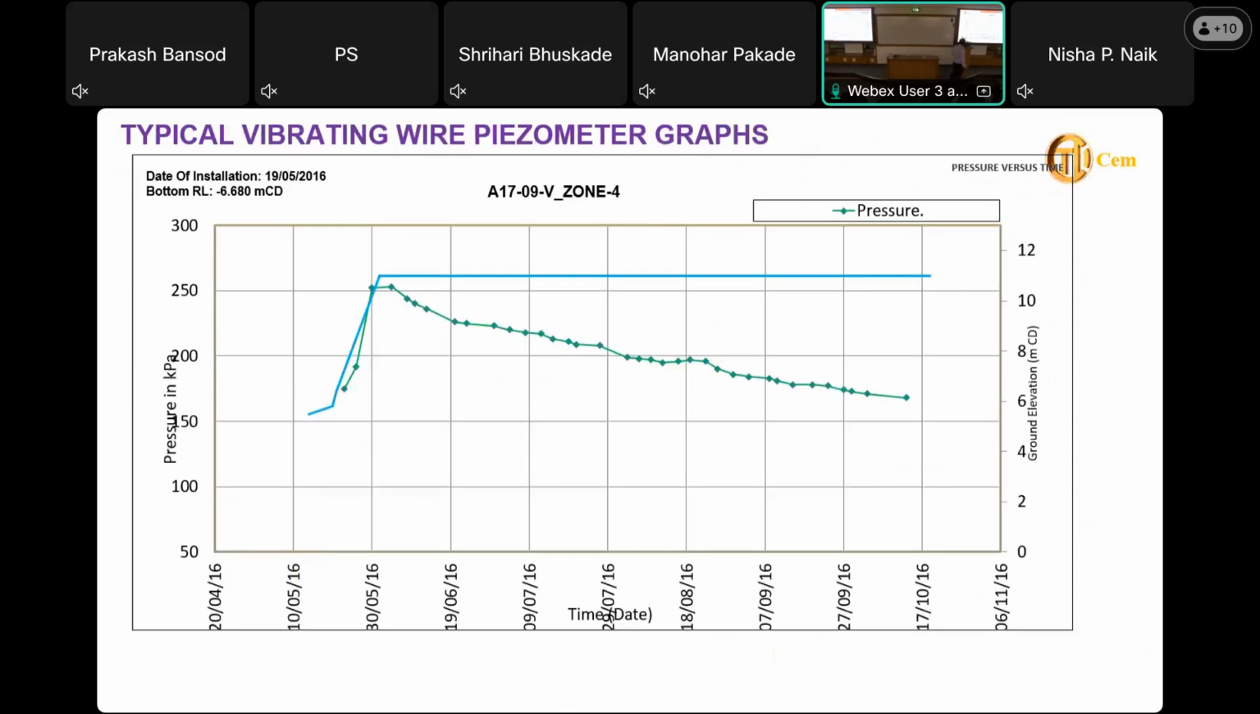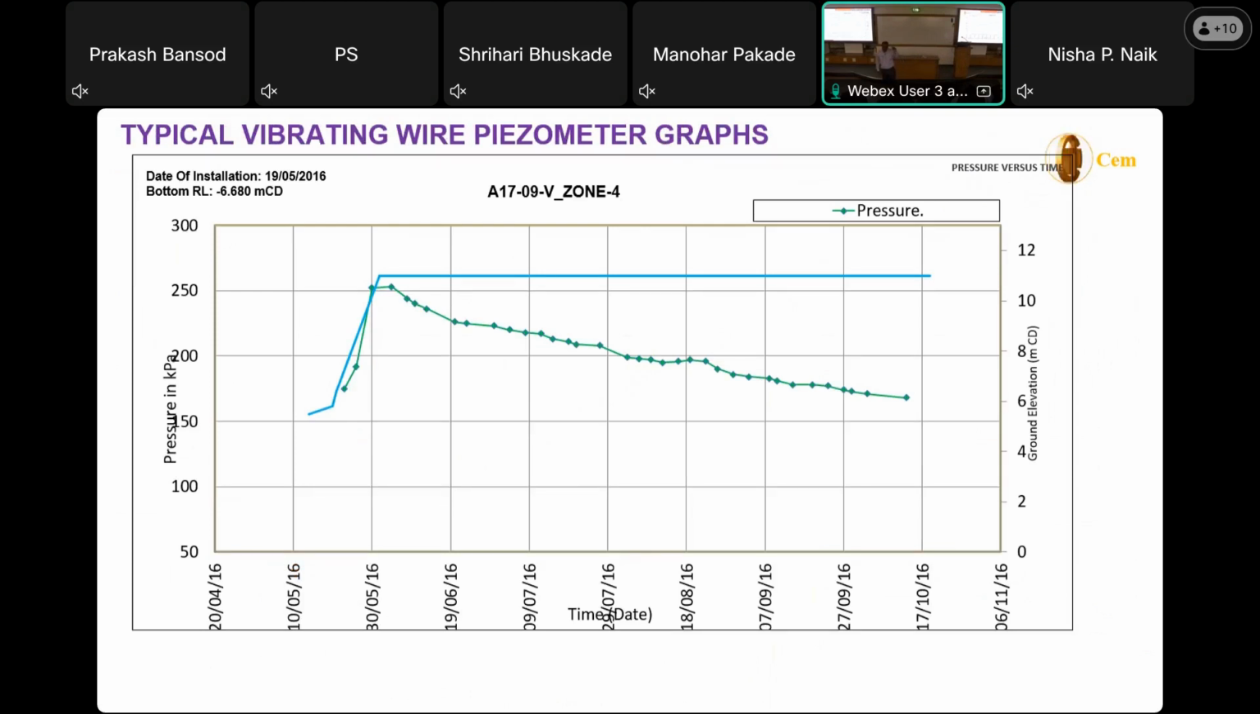These are typical of the vibrating wire piezometer. Again, it is showing the elevations and how the pressure is gradually dissipating. This is one very important point. We have to monitor it. This is showing the dissipation. But many times we have been misled by this information.